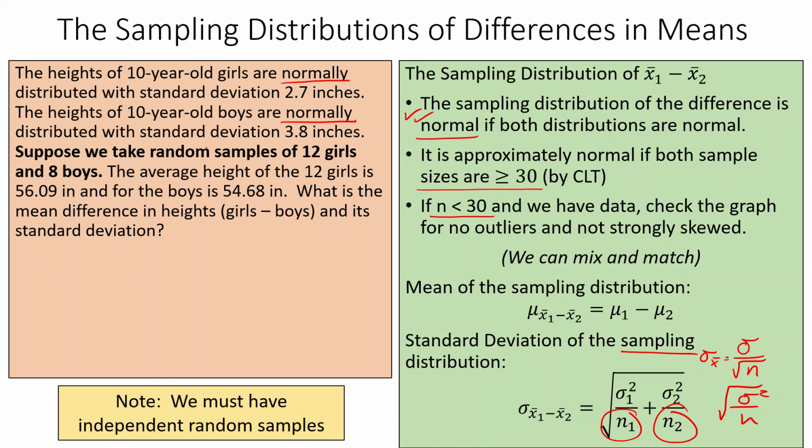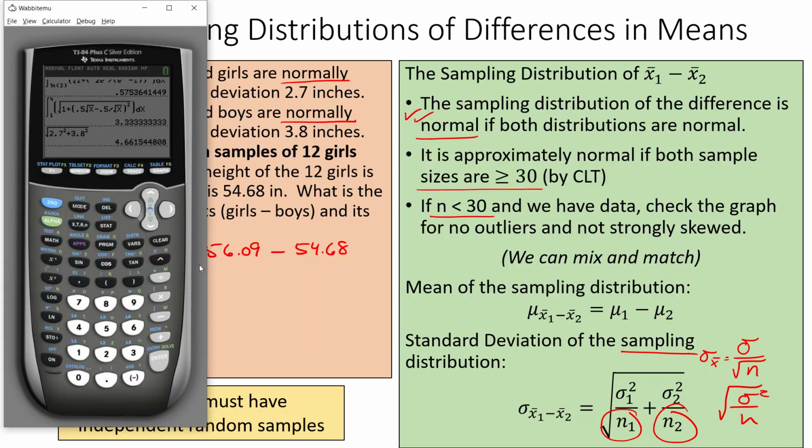Now we've got the same information as before, but we're just looking at the sampling distribution: the mean difference in heights and its standard deviation. So now we're doing x bar for the girls minus x bar for the boys. The average height for the 12 girls was 56.09, and the average for the boys was 54.68. So we could just throw that in the calculator and get that answer for the sample mean difference.